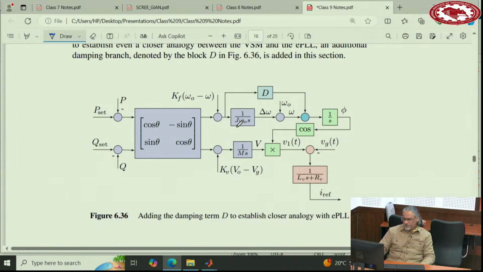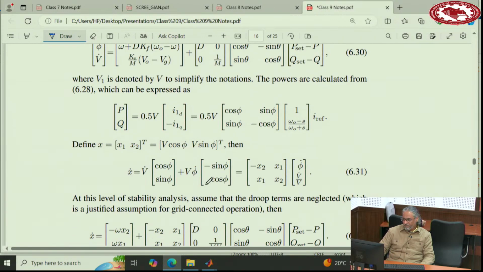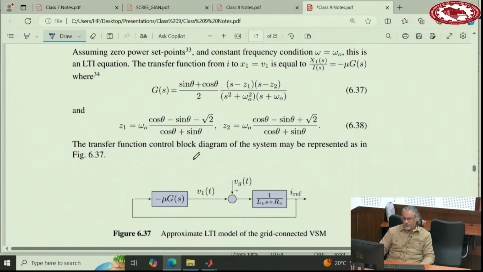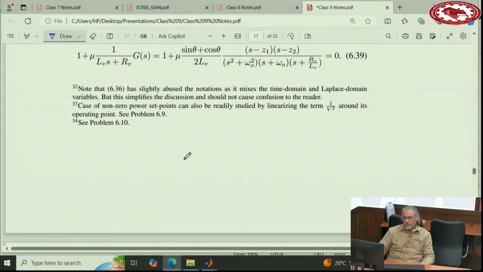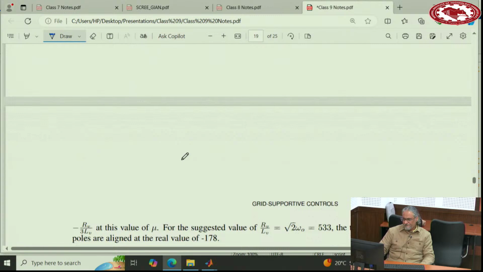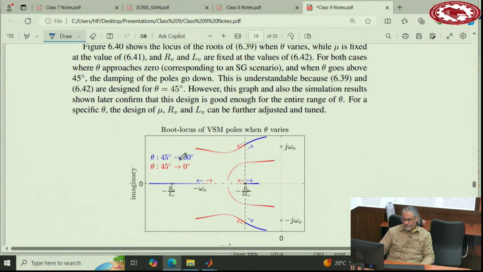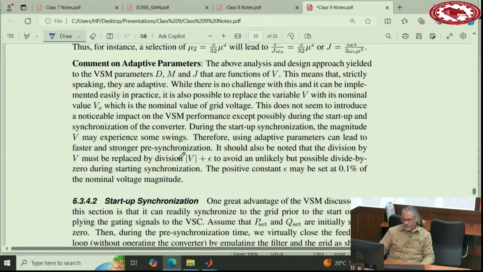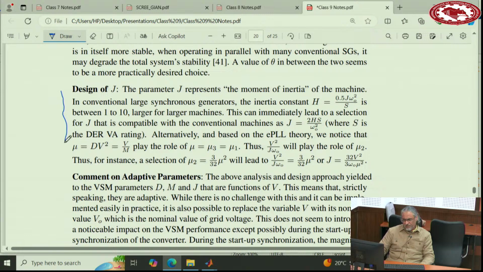So the control parameters are J, which is kind of clear, D and M, which I will discuss a little bit, and this RV and LV, this synchronous reactance. So the stability analysis eventually, after all these equations, which I'm not going to go through, a lot of root locus and things like that, I'm going to pass. Yeah. It tells you how to design these parameters. Design of J, I explained again here how to do this.